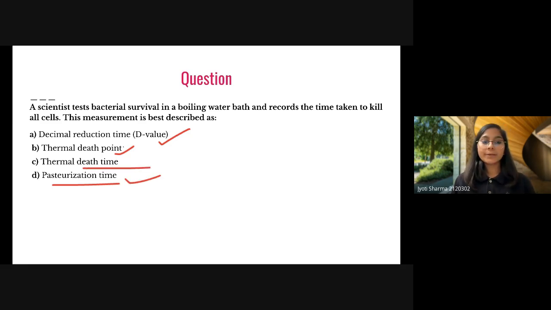So thermal death time is the time that the scientist takes to kill all the cells. So the answer will be C.